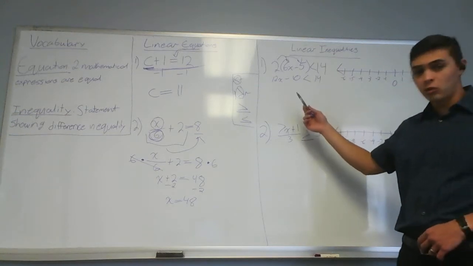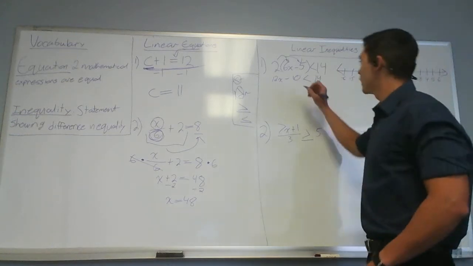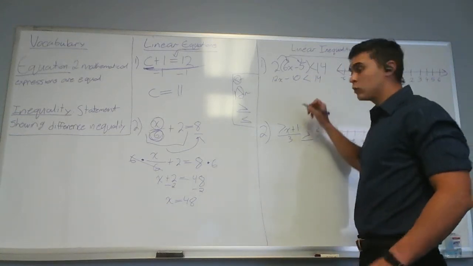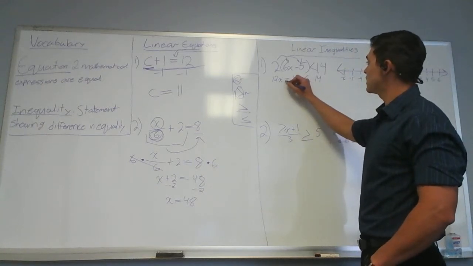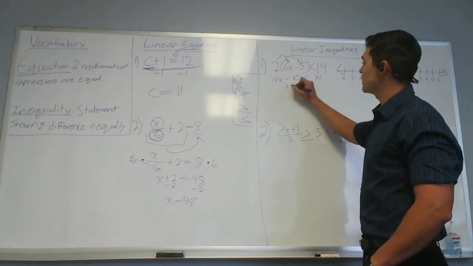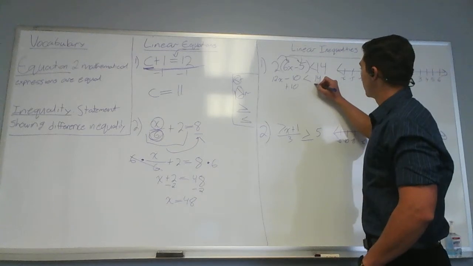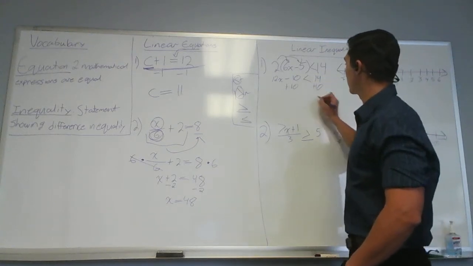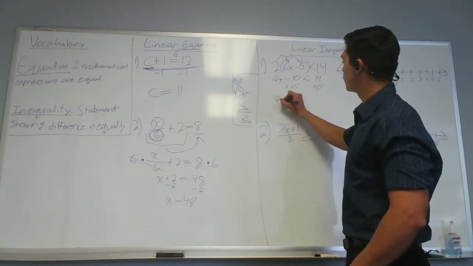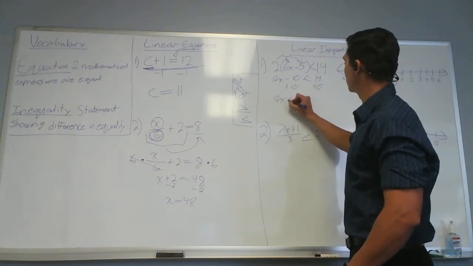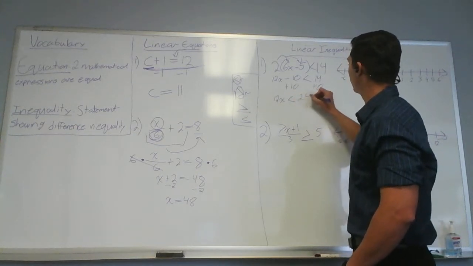So now this is just a normal two-step equation. In order to get rid of the 10, which is what we need to do first, because this is a minus here, we need to add 10. So we add 10 to the right-hand side. This leaves us with 12x is less than 24.